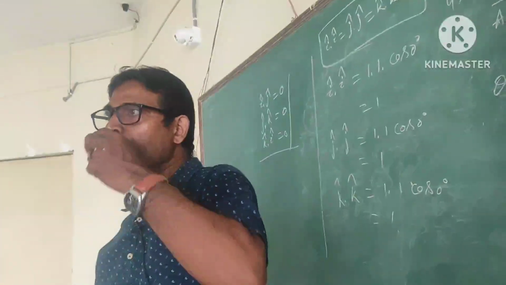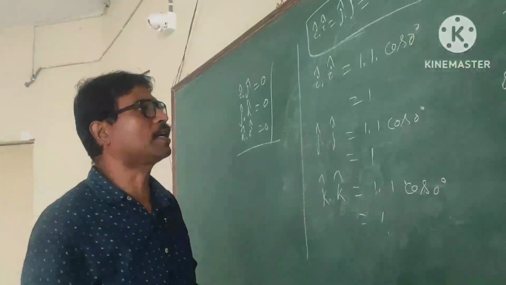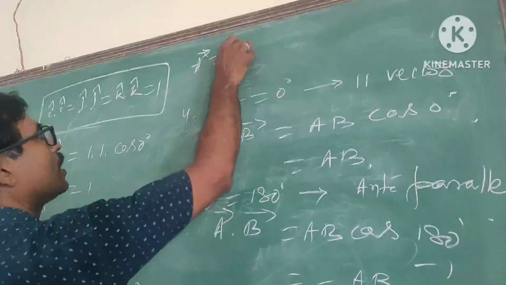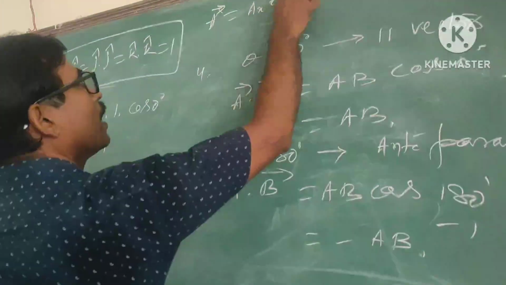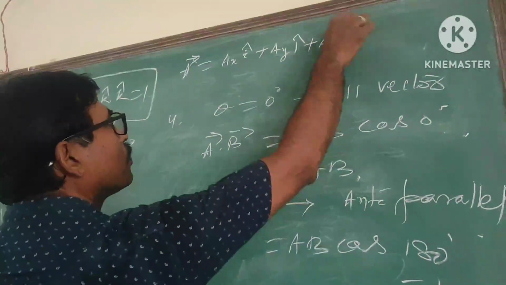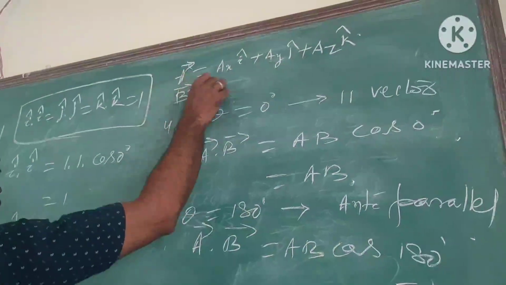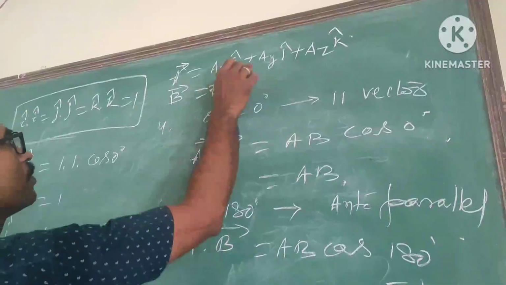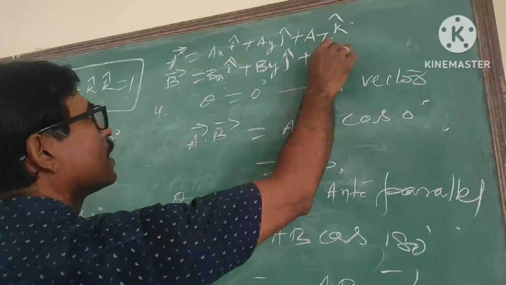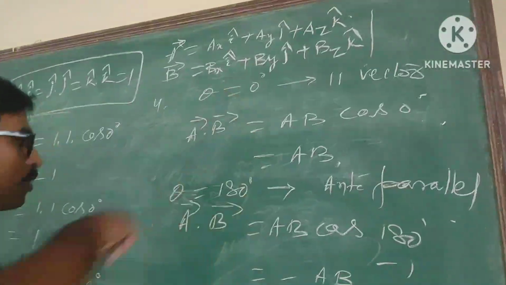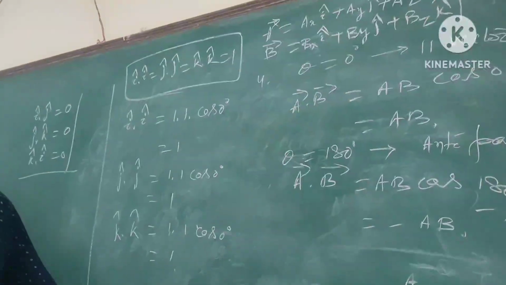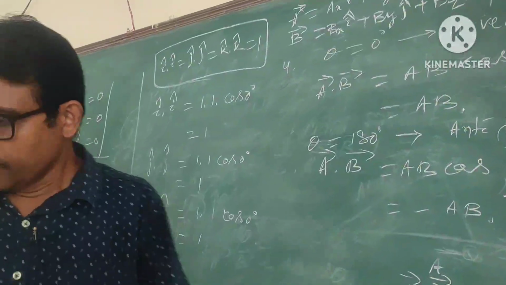But while you are taking two vectors, suppose vector a is ax i cap plus ay j cap plus az k cap, and another vector b is bx i cap plus by j cap plus bz k cap. You can write their dot product in this manner. Always remember this one.